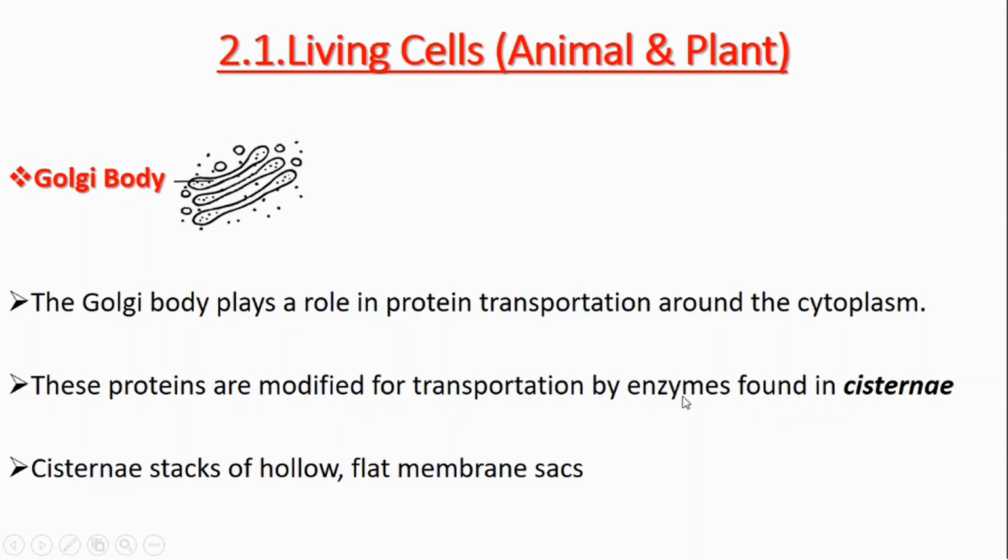Imagine the enzymes as being seat belts. Like when you get in the car, you have to put on your seatbelt, right? You are being modified for transportation. Like the proteins, they put on their seatbelts, or in this case, enzymes. These enzymes modify them for transportation, and they are found in what are called cisternae. So what are these cisternae? We can just explain them by saying that cisternae are stacks of hollow, flat membrane sacs.